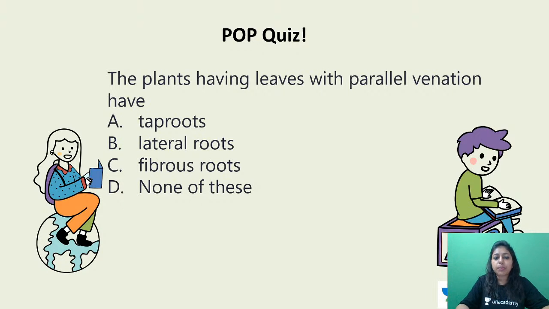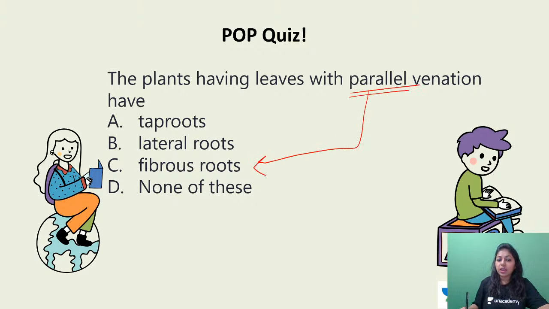Now the next one is plants having leaves with parallel venation. I told you, tell me fast. Just try to figure out which one is the correct answer. The leaves with parallel venation, are they taproots? Are they lateral roots? Are they fibrous roots or none of these? The ones which have parallel venation actually have fibrous roots, always fibrous. Okay, taproots are there when we have reticulate venation.